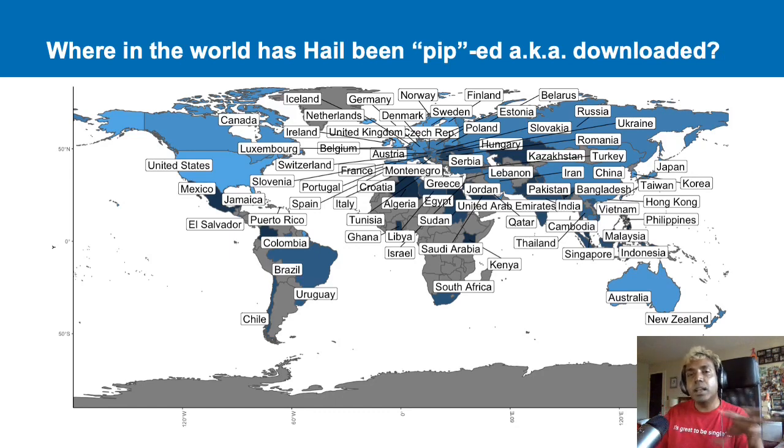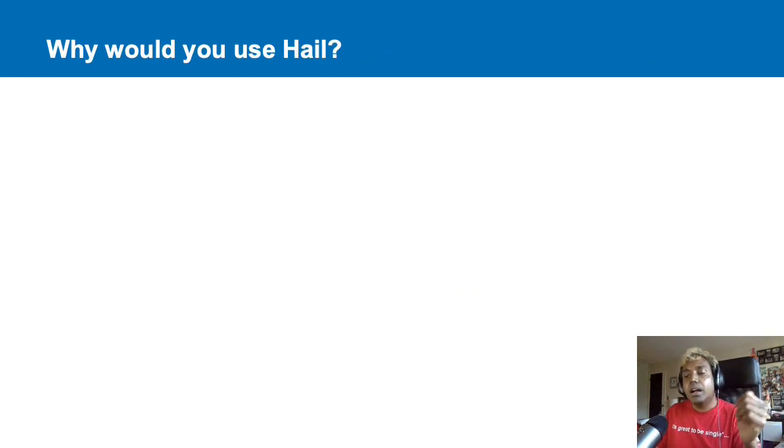But the point of this plot here, looking at the map, is just to show you that Hail has been used in almost every continent on Earth right now, showing the sheer global use of Hail. And also, sorry, I didn't make this other point. If you go back to your slides, the darker the blue, the more Hail has been pip installed, and the less dark the blue, the less Hail has been pip installed. All of that is adjusted for population size as well.